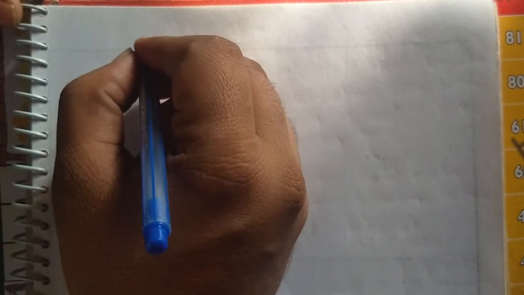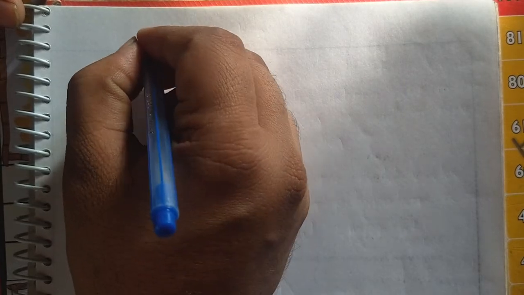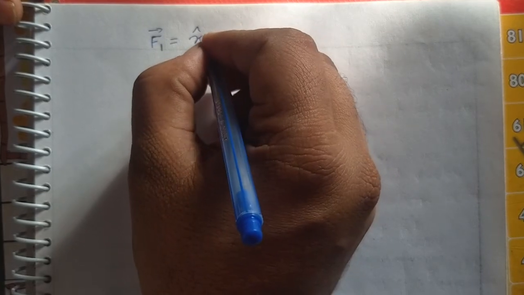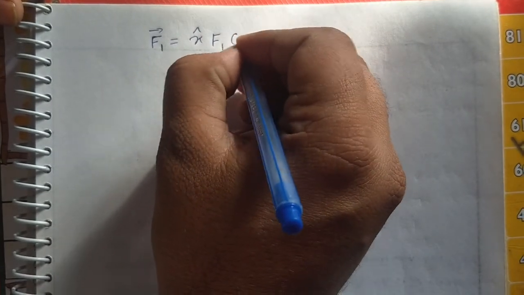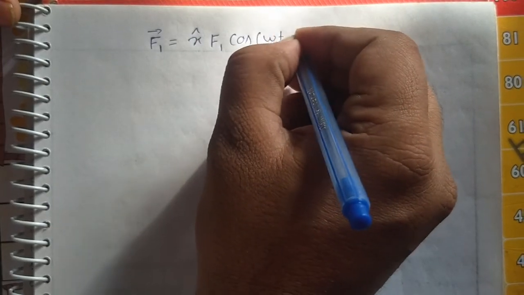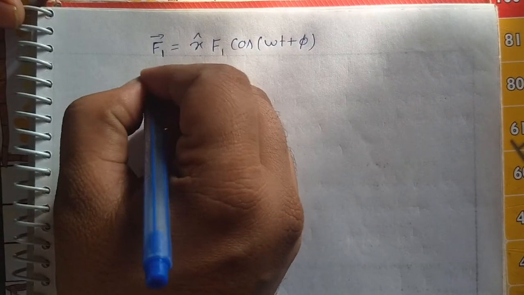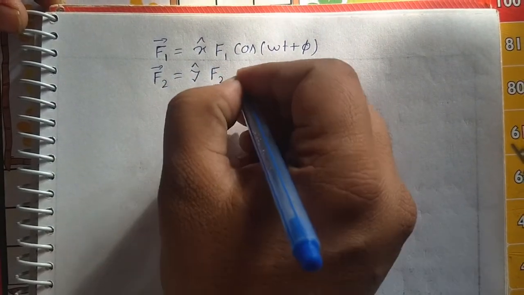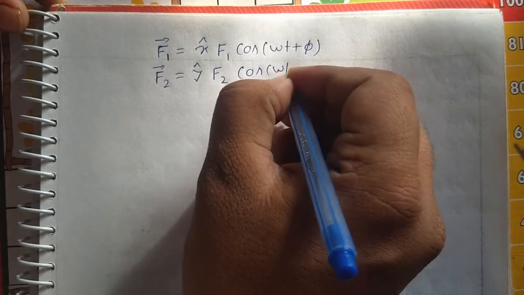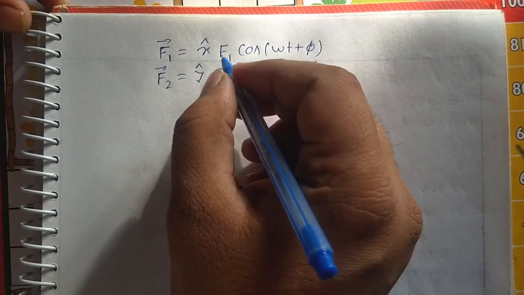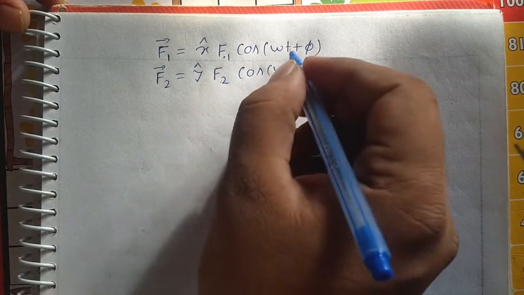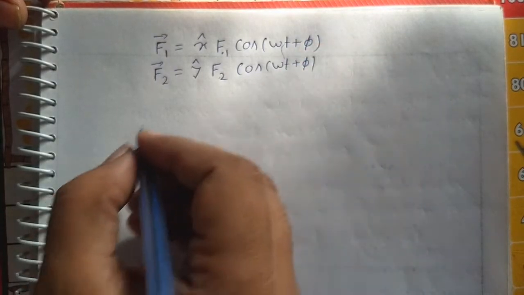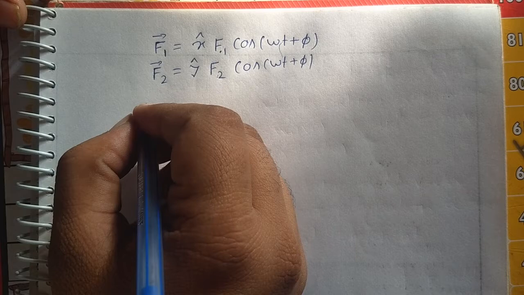You can see here we have two components of electric field F1 and F2. One is along x direction, cos(omega t plus phi). F2 is along y direction, cos(omega t plus phi). You can see here both have different magnitude but the phase is the same. There is no phase change between F1 and F2. Okay, so we have to find the magnitude and angle.